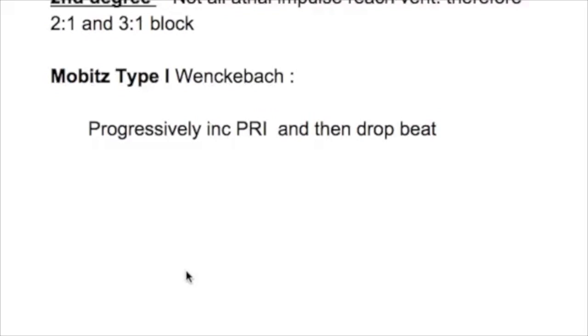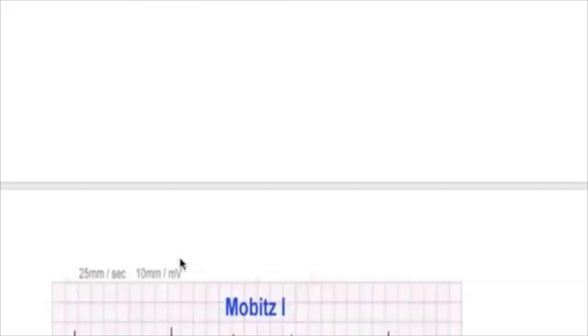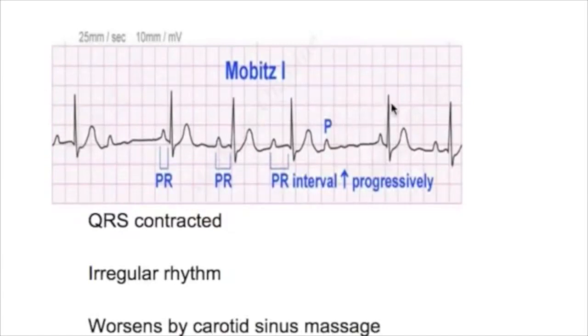What's the difference between Mobitz type 1 and Mobitz type 2? In Mobitz type 1, there is a progressively increasing PR interval. See here, this compared to this one, this increasing PR interval, and then there is a dropped beat. There is one P and the QRS is missing. So once the QRS is missing, the rate is irregular, compared to the first degree block where the rate was regular and QRS was present. Here the QRS is missing and the rate is irregular.